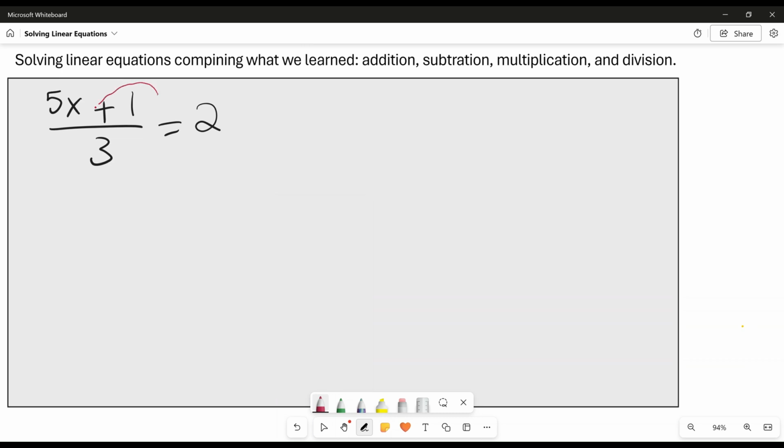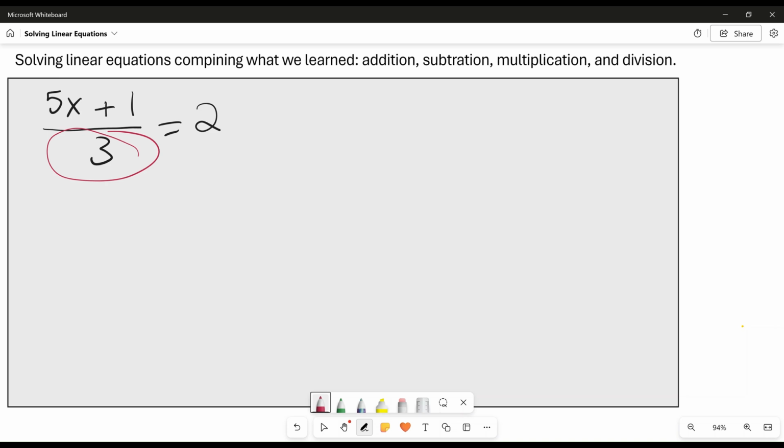That 1 is being divided by 3. So both the 5x is being divided by 3 and the 1 is being divided by 3. So you can't just subtract 1 from both sides. This is not a whole number. This is 1 divided by 3. This is 1/3. So the question becomes, how could I make this look nice for me to be able to work with it? What makes this problem hard to work with is that divided 3. So I want to get rid of that divided 3. How could I do that?